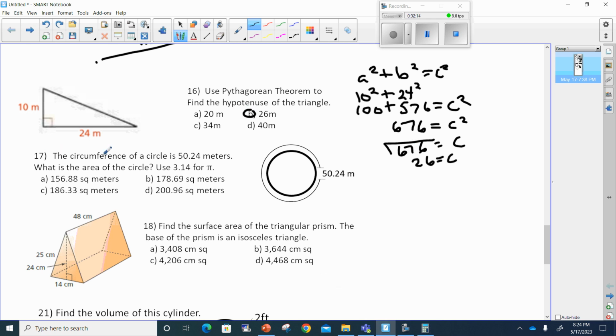All right, number 17 says the circumference of a circle is 50.24. What is the area of the circle? We want to know the area of the circle. Use 3.14 for pi. Well, remember, the formula for area is pi r squared. And they're saying the circumference is 50.24. So I could say circumference, which we know is equal to 2 radiuses times pi, or 2 pi r. I'm going to keep it as 2 radiuses times pi because I think it's a little less confusing for some people.